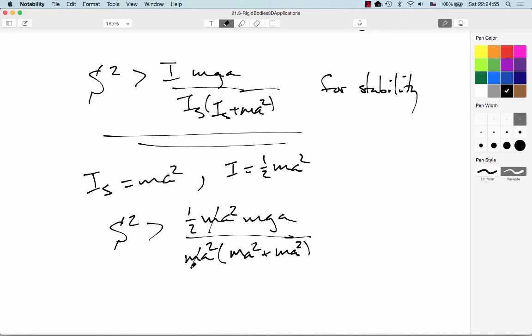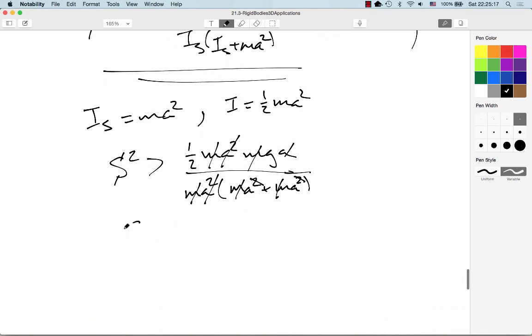So cancel, cancel, cancel, cancel, cancel. We can lose 2 powers of a there. We can lose 1 power of a here. So I got 2 in the denominator. So my criterion is that s squared has to be greater than 1/4 g over a.